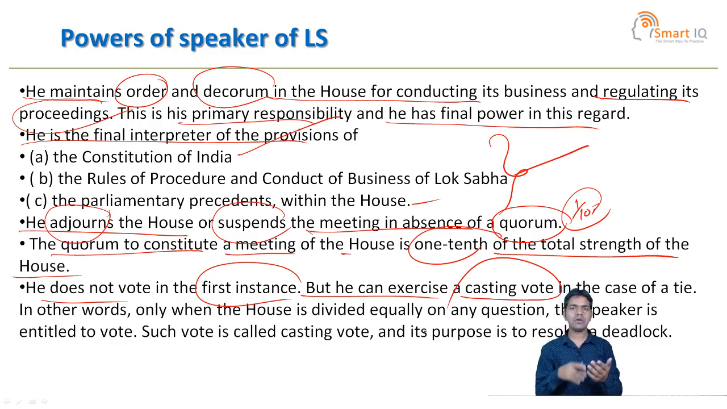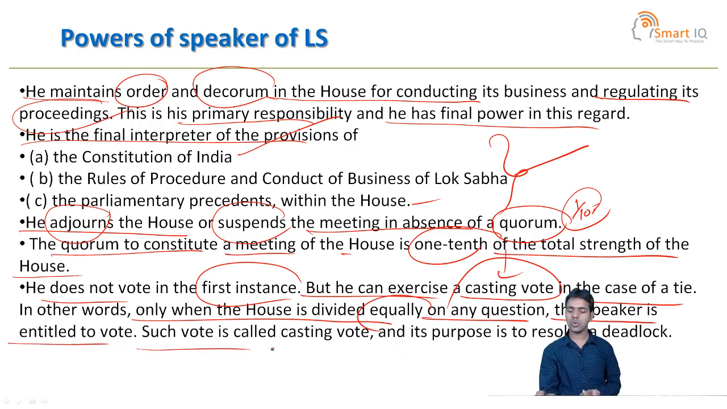Whenever there is a tie, the Speaker has the power to vote. That is called the casting vote. In the case of a tie, the Speaker has the power of voting, to resolve the deadlock between the two houses of the Parliament regarding a particular bill. In other words, only when the house is divided equally on any question, the Speaker is entitled to vote. Such a vote is called the casting vote. The purpose is to resolve the deadlock. The casting vote is in the hands of the Speaker of the Lok Sabha.